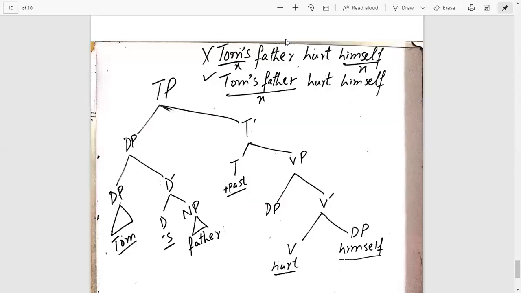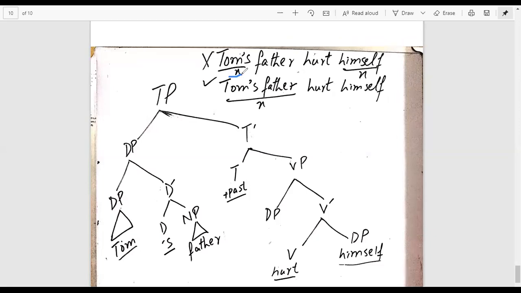This is another example of binding theory. The first one is Tom's father hurt himself, and the second is Tom's father hurt himself. In the first example, we are considering Tom's as a noun, as the main noun, or you can say as a subject here. And in the second example, we are considering Tom's father. You will see that this example with Tom's father will be considered correct according to binding theory, and this one will be incorrect. Why? Because in this, we are taking only Tom as a subject.